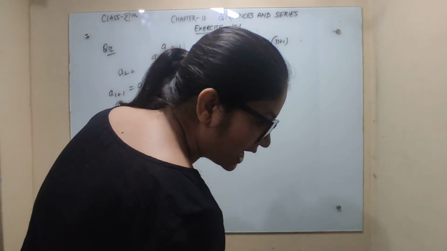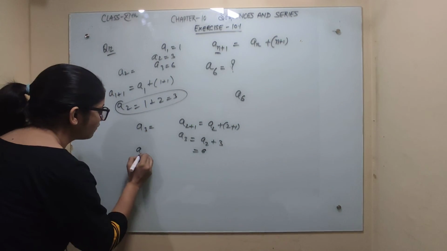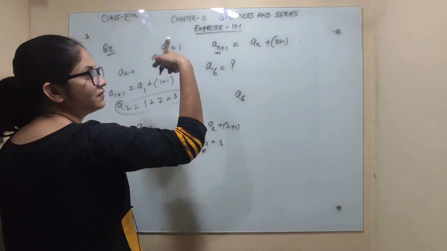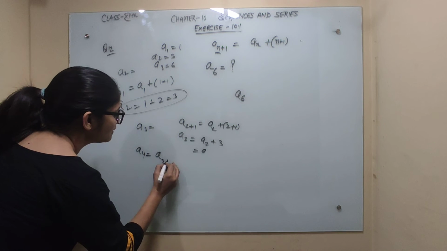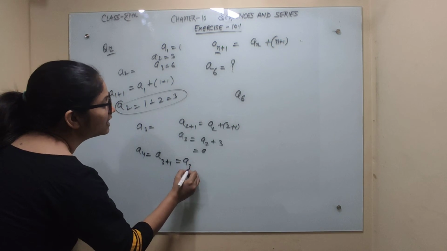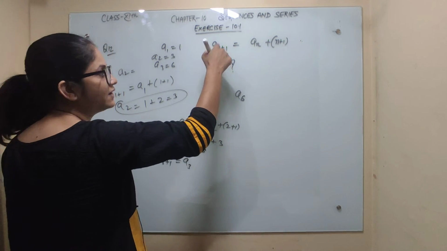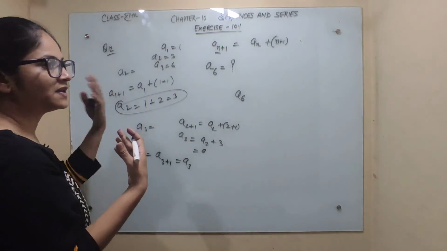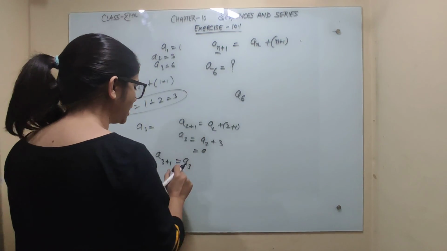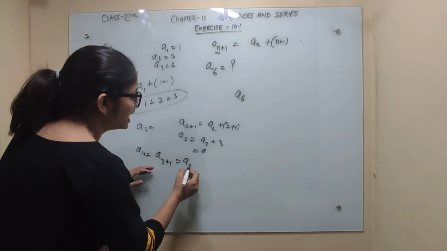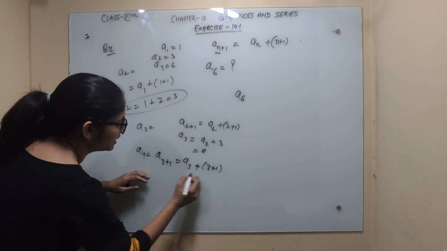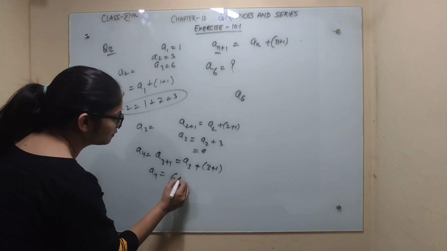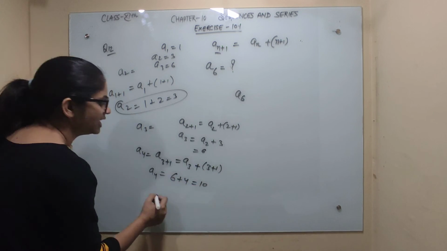Like this you will find A4, A5, A6. So A4 will be what? Now I have to substitute 3. So A3 plus 3 plus 1. Fourth term you have to find. First we wrote n is equal to 1, then substituted 2, then 3. Now 3 I am substituting. So A4 is equal to A3 plus 3 plus 1. A3 is 6, plus 3 plus 1 is 4. So 10. A4 is equal to 10.